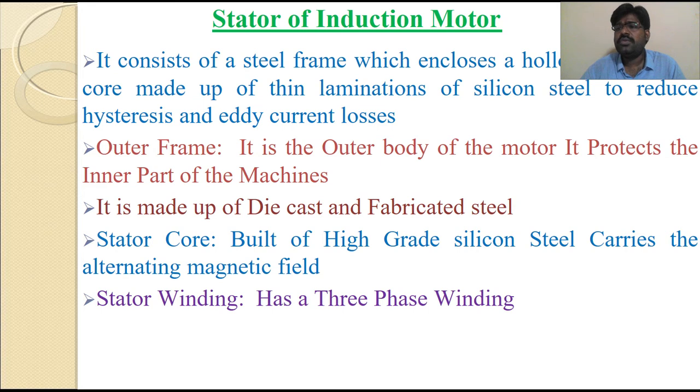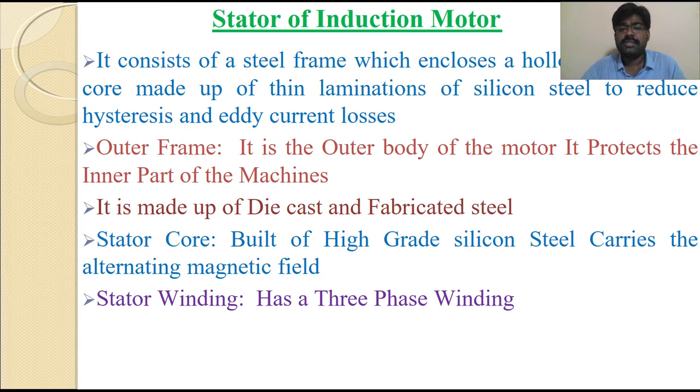It is used to create the magnetic field, hence it is made up of magnetic material, and silicon steel is a very good magnetic material. Then the outer body of the motor protects the inner parts of the machine. It is made up of die cast and fabricated steel.